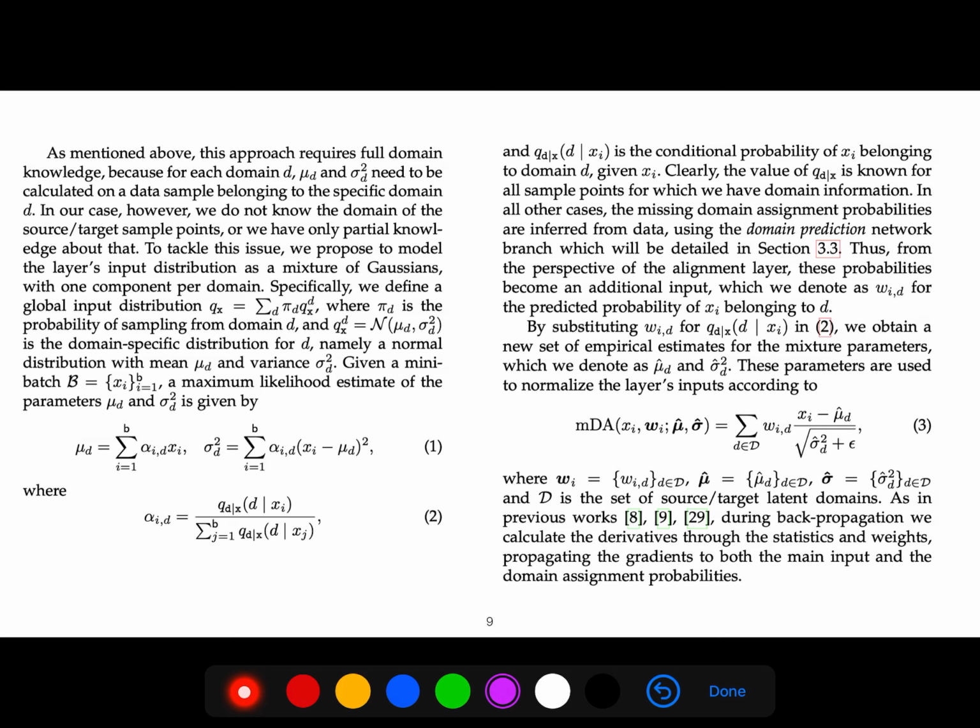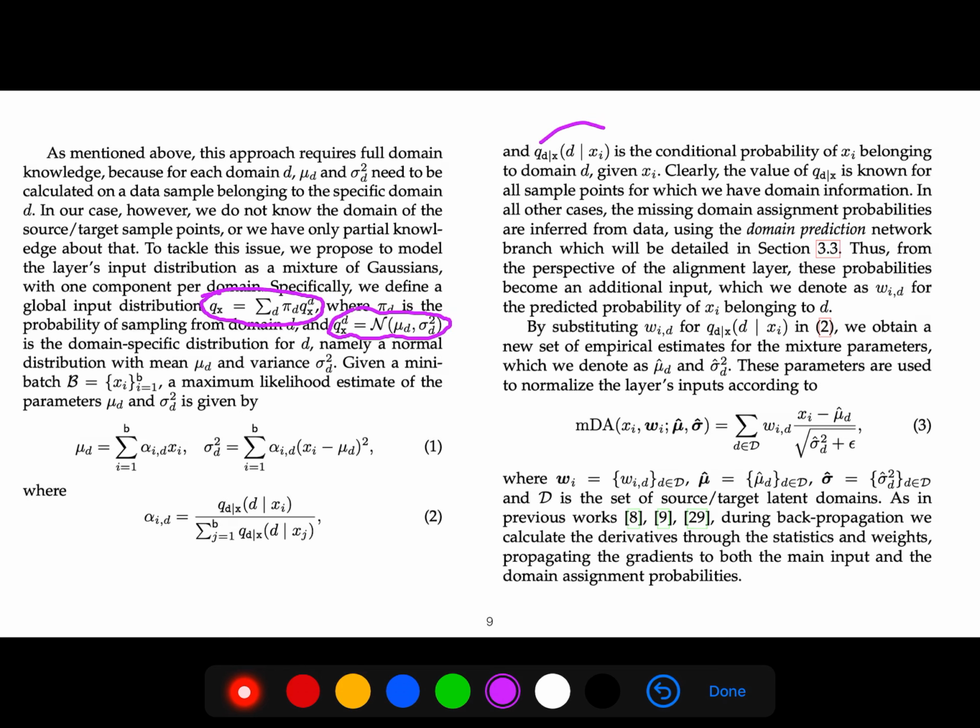So we define the global input distribution as just a linear combination of these domains, where pi, the coefficient, is the probability of sampling from domain D, because there is a distribution for each domain. There is a distribution that we can sample from that. And then Q, the conditional one, is the conditional probability of x_i belonging to domain D given x_i. But the interesting part is here.